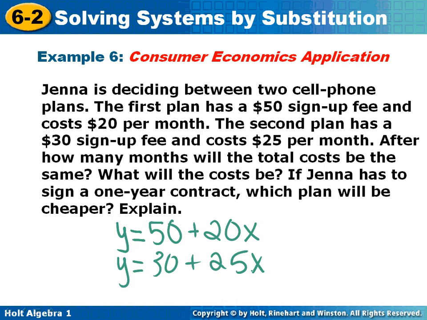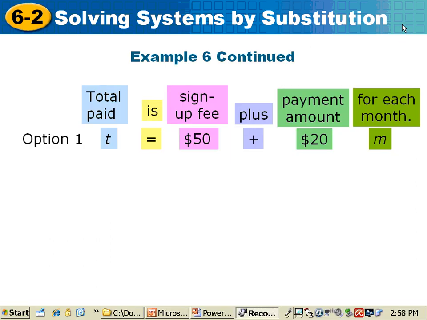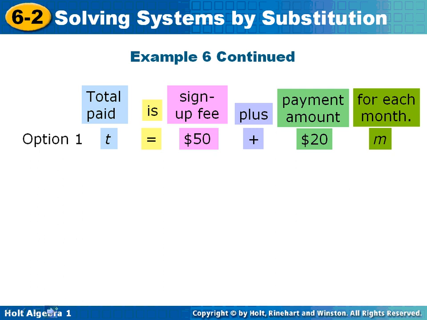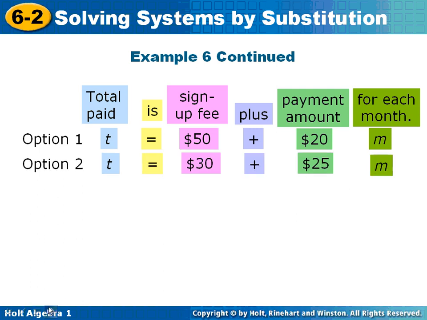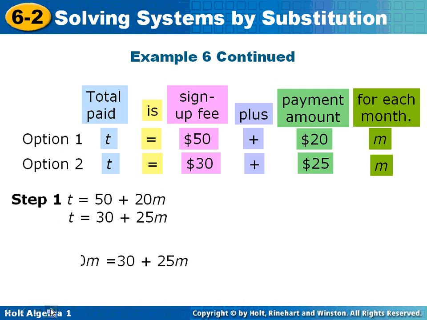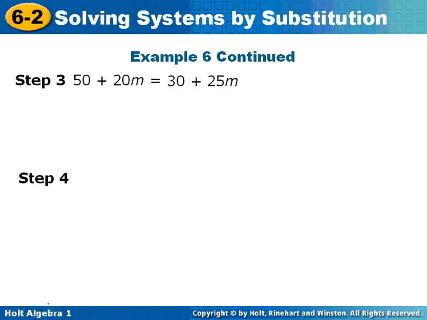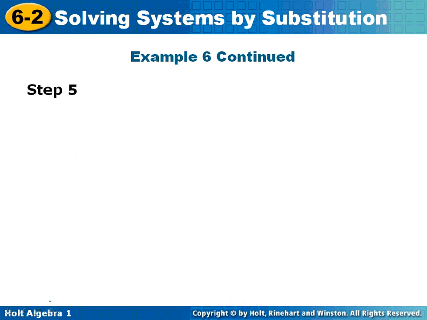So the first thing I have to do is find when the costs are going to be the same. So option 1, I'm going to use T for total paid equals $50 for the sign-up fee plus 20 times M for each month. Option 2 is going to be 30 plus 25M. Now what I'm going to do is take these two equations and make them equal to each other. So I need to do letters to the left, numbers to the right, and then solve to get the number of months. Here's my equation.